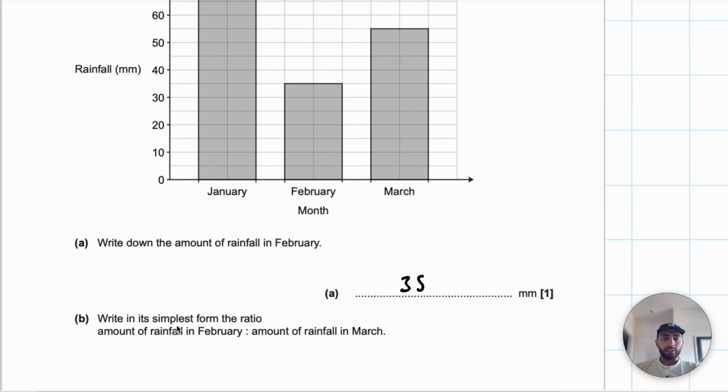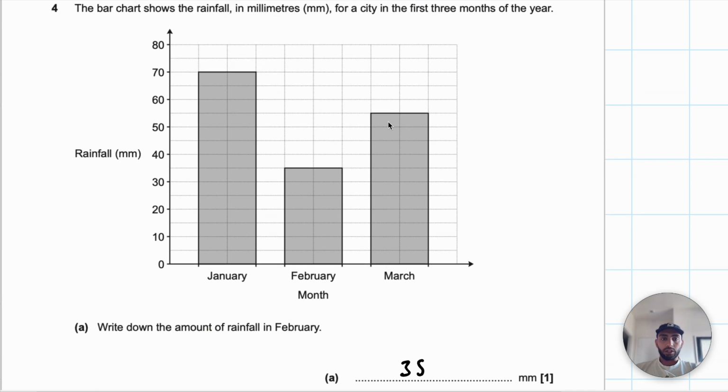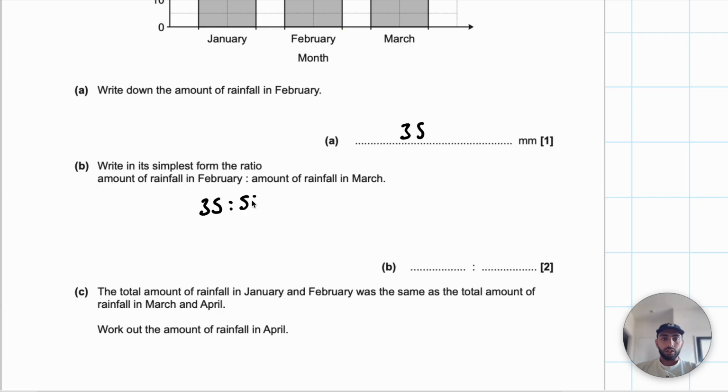Part B. Write in its simplest form the ratio, the amount of rainfall in February, which we've already worked out was 35, to the amount of rainfall in March. Going up from March, we can see it's between 50 and 60, so that would be 55. We need to write it in its simplest form. What could both of these divide by? So they both end in 5, so let's divide by 5. 35 divided by 5 is 7, and 55 divided by 5 is 11, so 7 to 11.